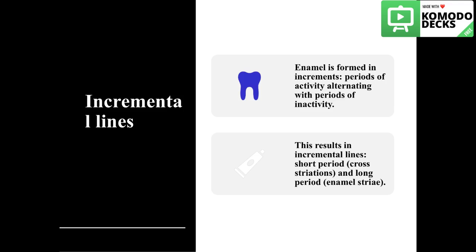Enamel, as much as any other hard tissue in the tooth, is formed in increments because of periods of activity alternating with periods of inactivity. This results in what we call incremental lines. There are lines that represent short periods of activity, we call them the cross-striations, and there are lines that represent long periods of activity, approximately a week or 10 days of activity, that are called the enamel striae.